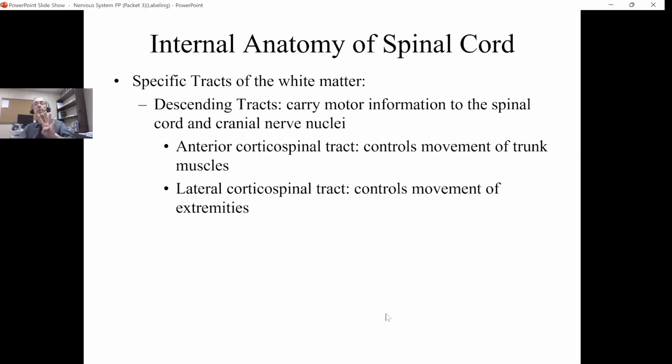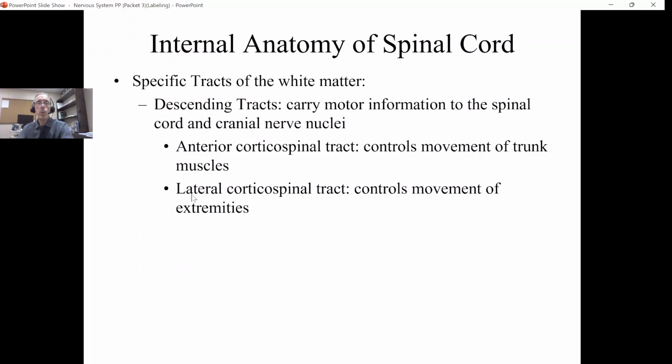Okay, guys, so those are the 4 ascending tracts. They're sending information up to the brain. Now, there are a number of descending tracts that are carrying information down from the brain to the spinal cord. These are known as descending tracts. I'm going to only show you 2 of them. These are kind of the more important clinical ones. If you ever go on in your studies, you can learn some of the other ones.